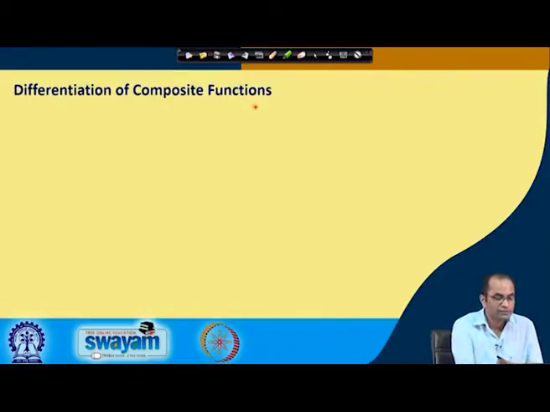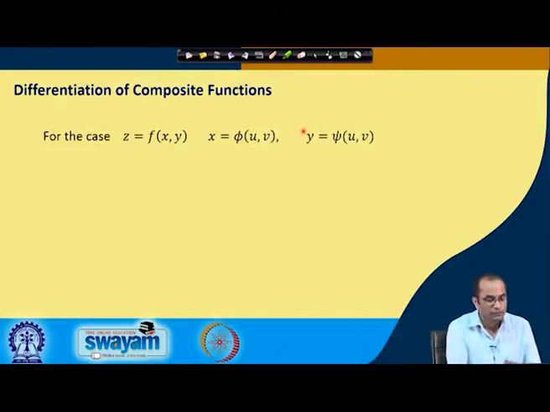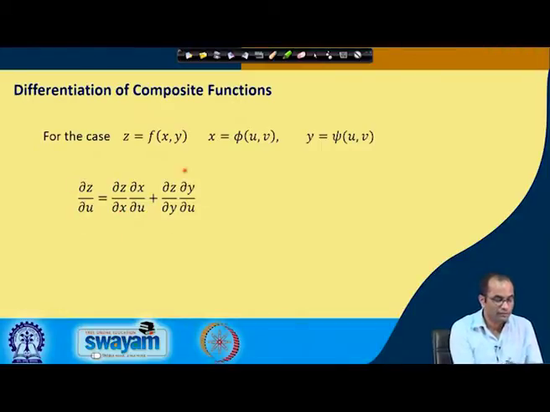Now the differentiation of composite functions, when we have the more general case that x and y also depend on u and v, functions of two variables. In that case, the formula will become the following. We can prove it similarly as above.